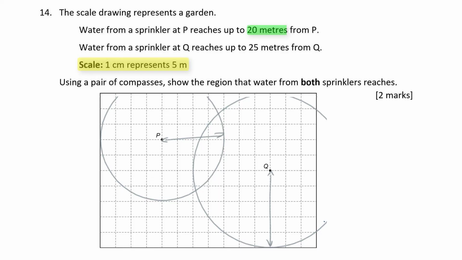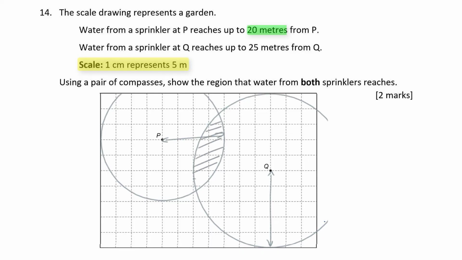The region that water from both sprinklers reaches is going to be the intersection of those two circles. So I'm just going to shade that bit in there, and just to make it clear, both there on my diagram.